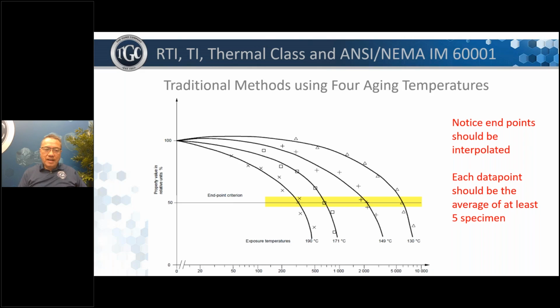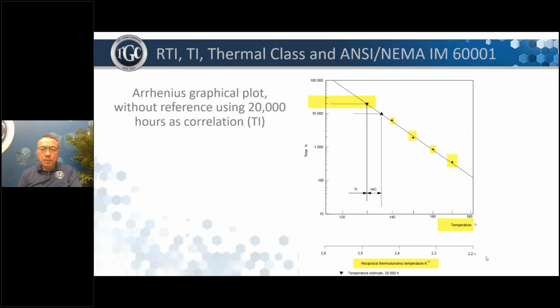And then you draw a horizontal line at 50%, and then drop it down to the x-axis. That's your aging time in hours. So as you can see, the lower the temperature, the longer your aging time in hours. For example, in these cases, at 130 C, it takes about 7,000 hours to reach half property or 50% degradation. So from all these cycles, you end up with 4 data points at 190, 170, 149, and 130. And then you plot it, and then you extrapolate to 20,000 hours. So that would be your TI.